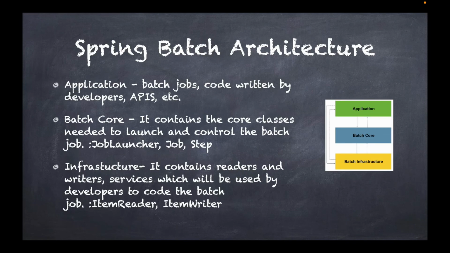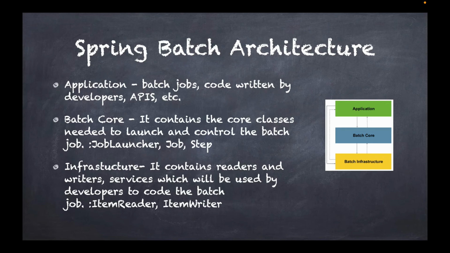Now we'll move to Spring Batch architecture. It has basically three core components. One is the application, second is the batch core, and third is the infrastructure. Application means basically writing the batch jobs. Batch jobs are a bit complex to write. You need to write the item reader, item processor, item writer, and all those things. This is basically the code written by developers, and it can contain APIs and all those things.